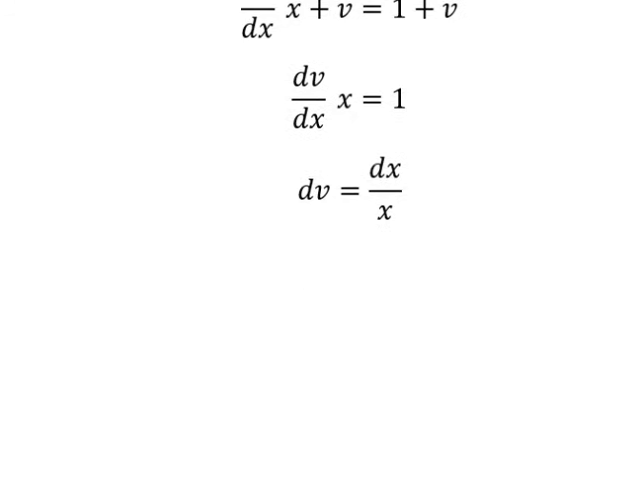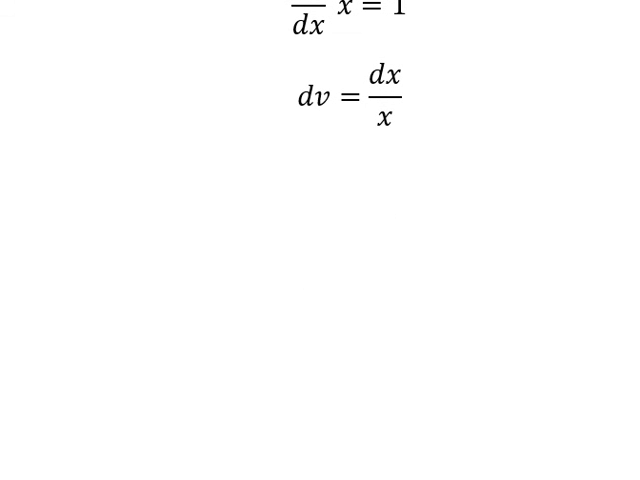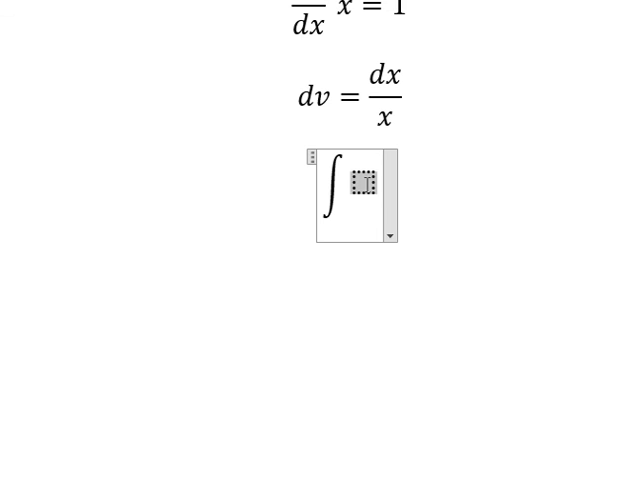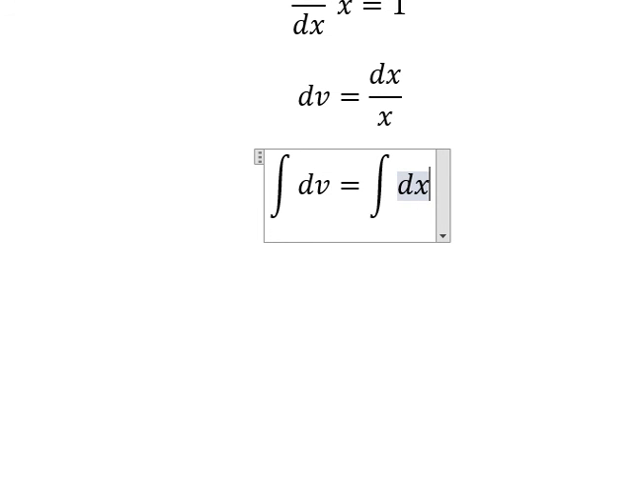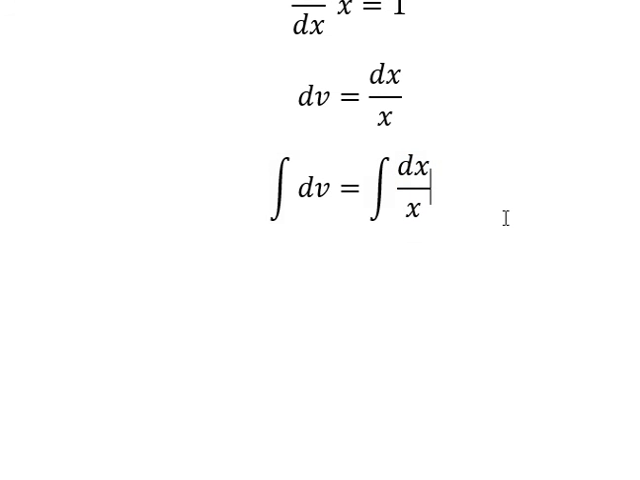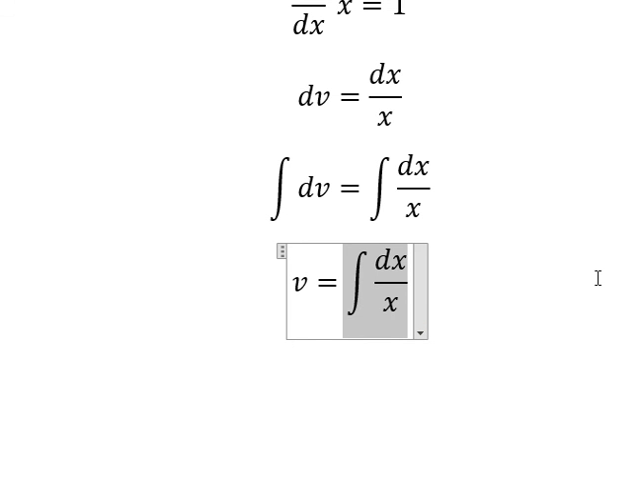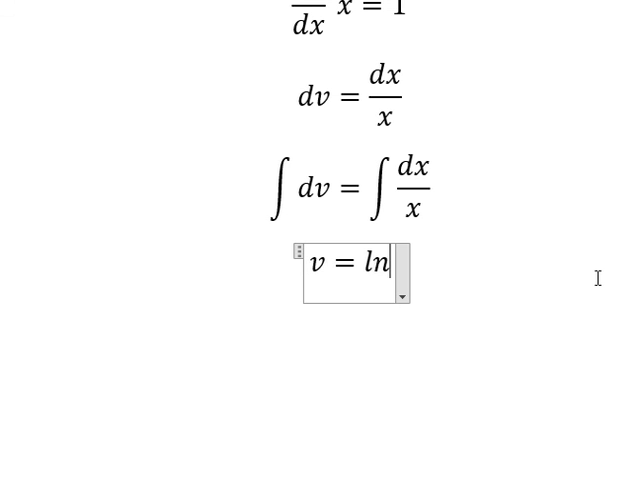Next, we put the integration for both sides. The integration of this one, we have v. The integration of this one, we have ln of the absolute value of s, and I will put c.